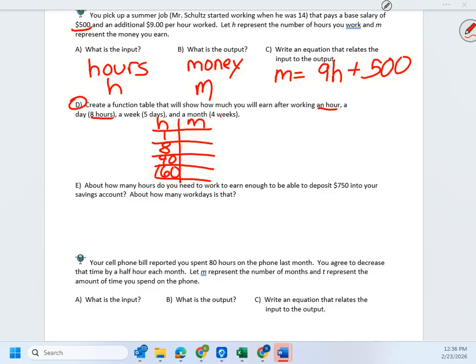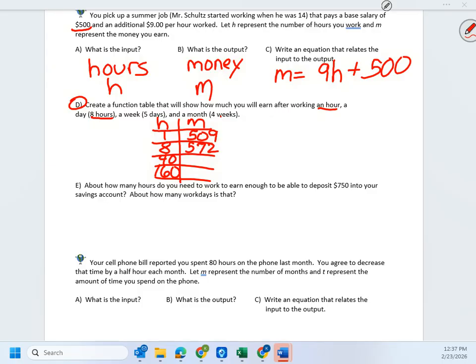Now we need to put these inputs into our rule, into the equation, and do the math. 1 times 9 is 9, plus 500 is $509. What if I put the 8 in? What would I get? Elliot? 8 times 9 is 72. 72 plus 500 is 572.